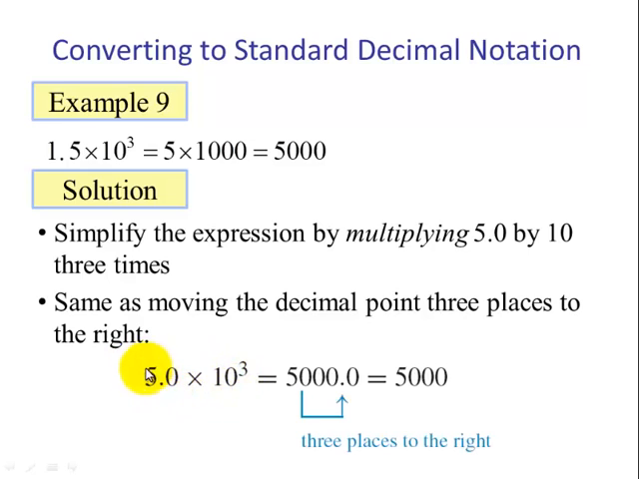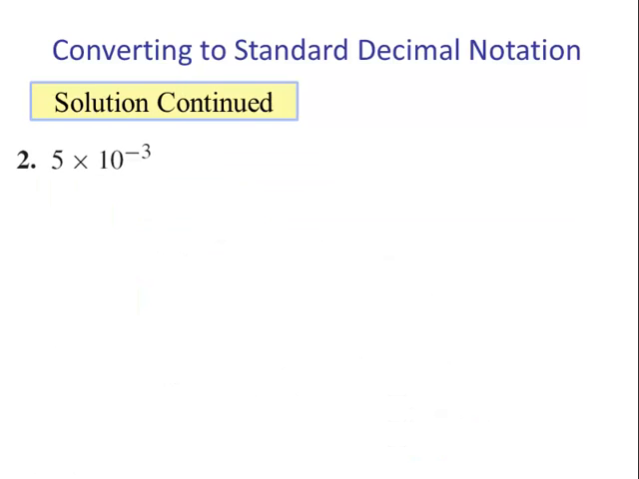So this is scientific notation. In this case, n is 5 and k is a positive 3. This power here tells me the number of places to move the decimal point. So since this is a 3, I'm going to take the decimal point and move it 3 places to the right. It becomes 5,000.